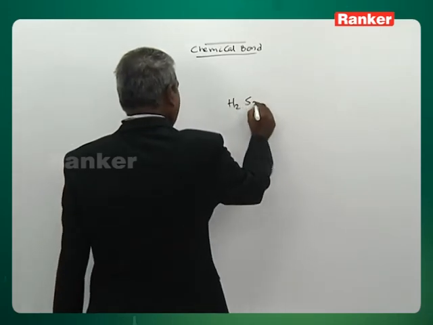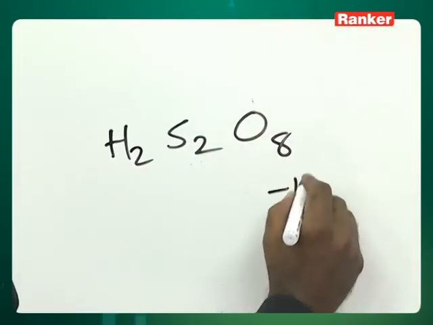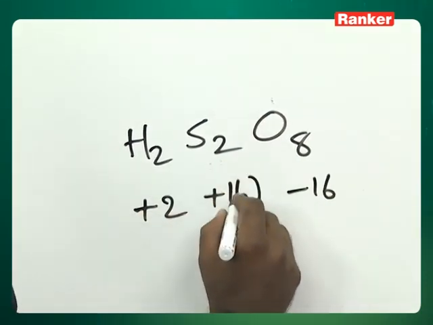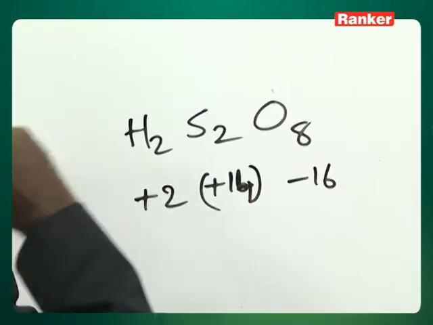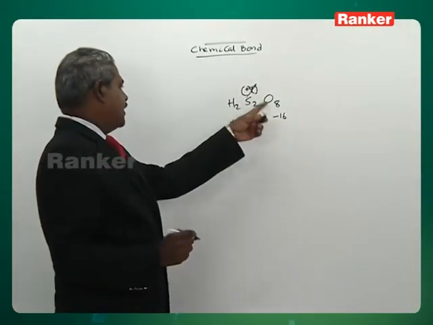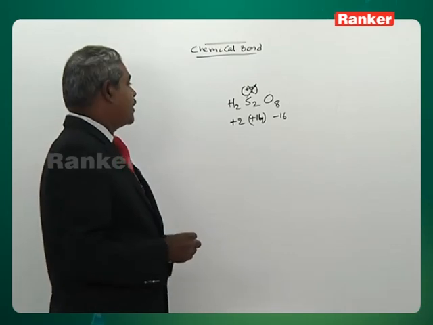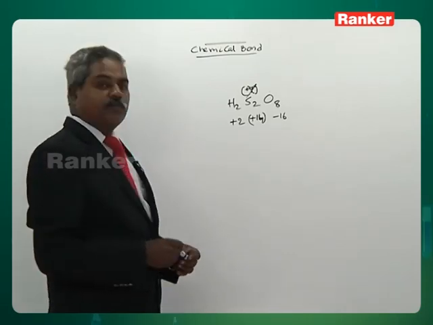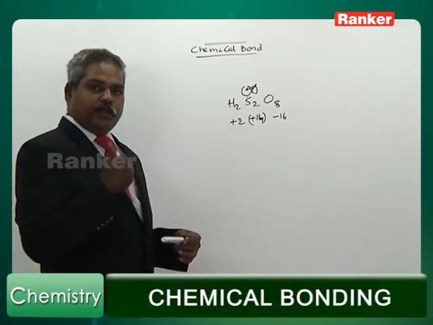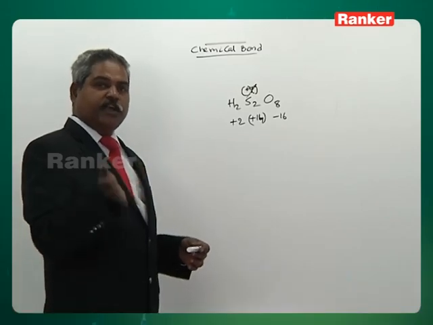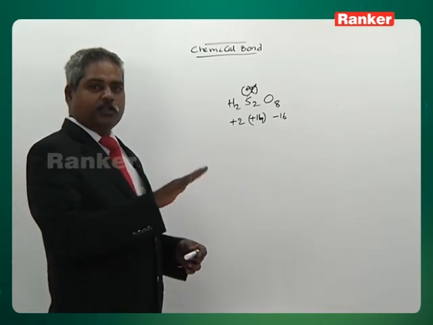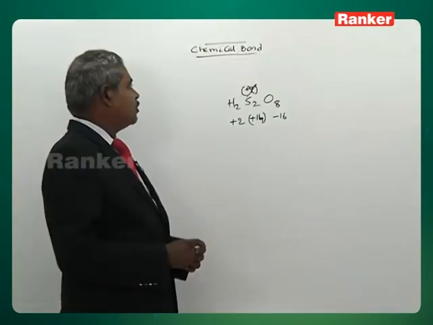H2S2O8, do you have a peroxy bond in it? 8 oxygens minus 16, 2 hydrogens plus 2, 2 sulfurs plus 14. Each sulfur is getting plus 7, so this is impossible. Therefore, this contains a peroxy bond. This molecule is called per-disulfuric acid. Like that, if you have a fixed oxidation state, that will decide. If you don't have a fixed oxidation state, you give minus 2 to oxygen, and if all others are happy, then it's okay. Okay, that's all about oxidation state.